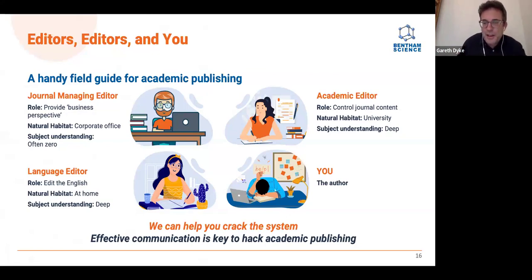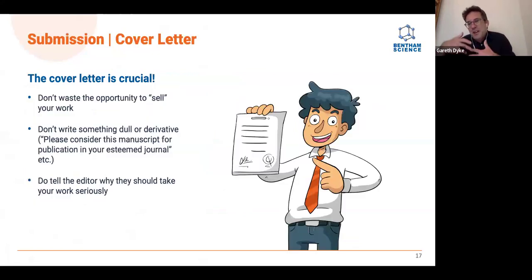Effective academic communication is your key to managing writing and submission. So when you're ready with your research and you've got your target journal in mind, you've used that target journal to think about your audience, to think about your readers, and potentially to write your paper based on the structure of another article in that particular academic journal, the next stage, the cover letter, is crucial. Writing an effective academic cover letter to go with your paper into the journal at the submission stage is absolutely crucial. Don't waste this opportunity to sell your work.